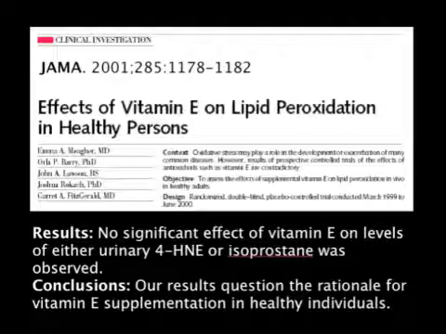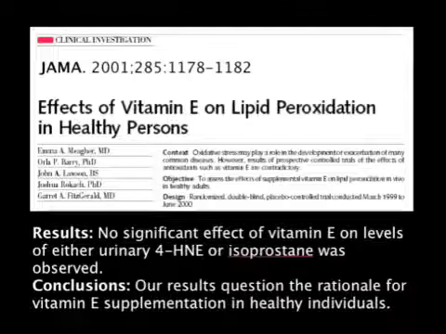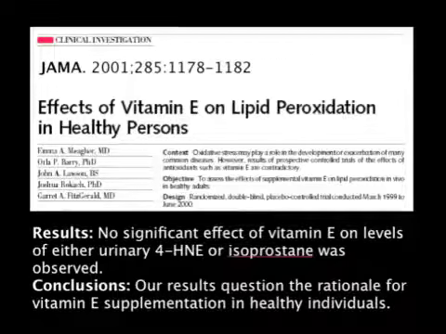This is another one published in JAMA on vitamin E on lipid peroxidation in healthy people. The results of this is there was no significant effect of vitamin E on levels of urinary 4-HNE or isoprostane was observed. The conclusion is the results question the rationale for vitamin E supplementation in healthy individuals with respect to free radical reduction. It's amazing here that this is kind of going against what our prevailing thought process was just several years ago. So we now have some concrete published data to show the oxidative effects, the pro-oxidative effects of vitamin C and vitamin E.